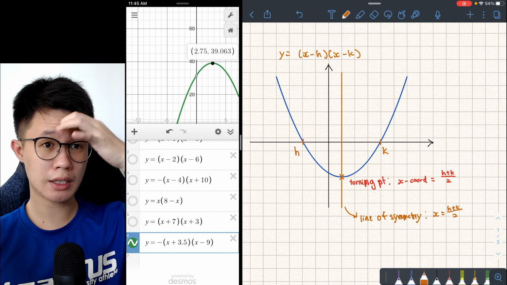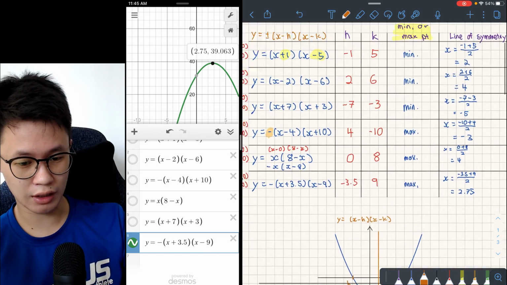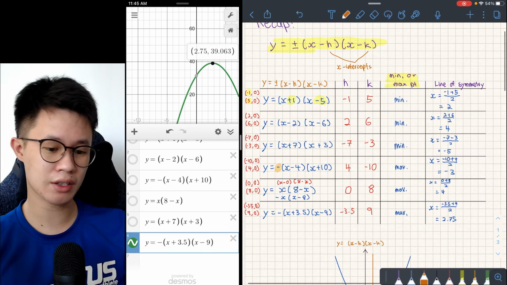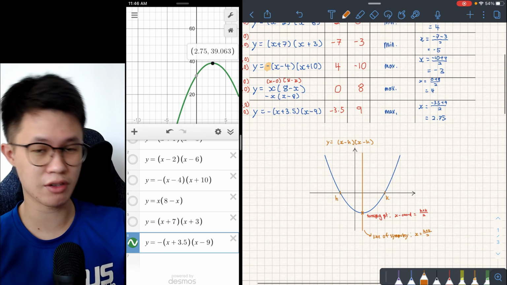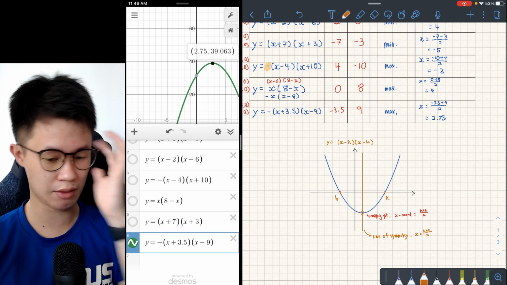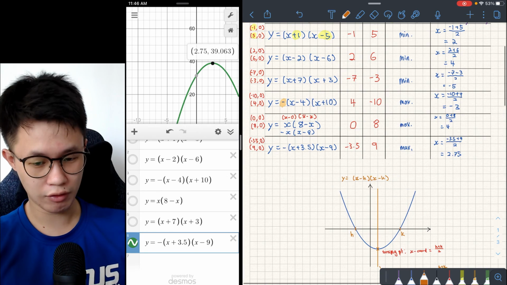Alright, so that's about it for this type of graph. This kind of graph of y equals plus or minus (x minus h)(x minus k). For the negative version of this graph, it is just the opposite, but everything still stays the same. Alright, so that's all for these types of graphs.